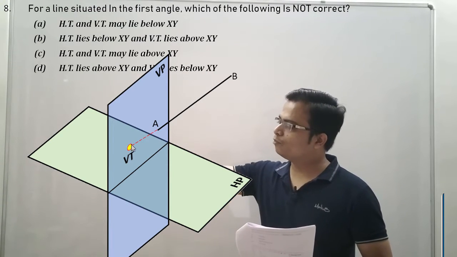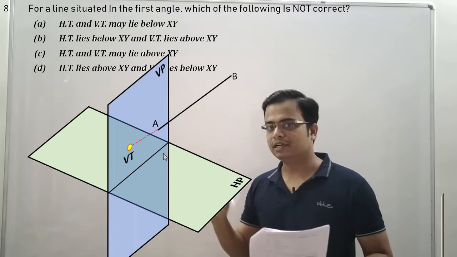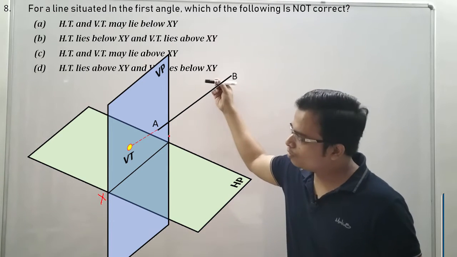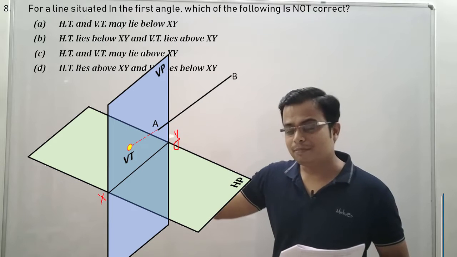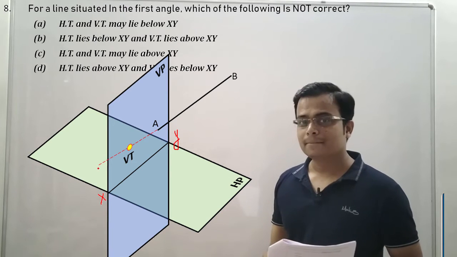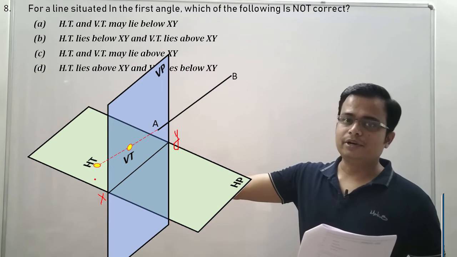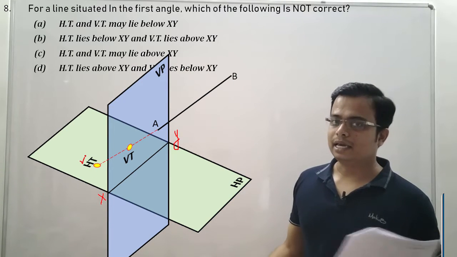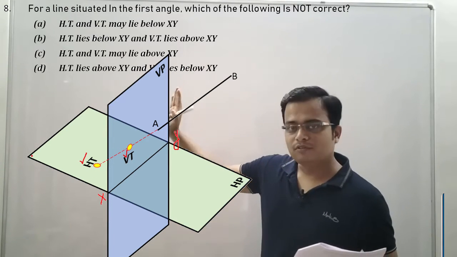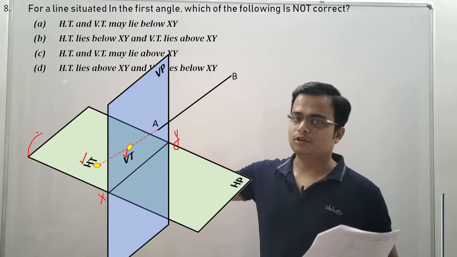Therefore, above the XY line, what do we have? We have a vertical trace, or a VT, and then it will go further downwards and behind that vertical plane, and it will intersect the horizontal plane. And there we are going to have the horizontal trace. Again, we've got a vertical trace on the VP, we've got a horizontal trace on the horizontal plane.